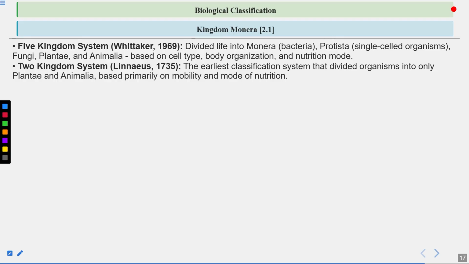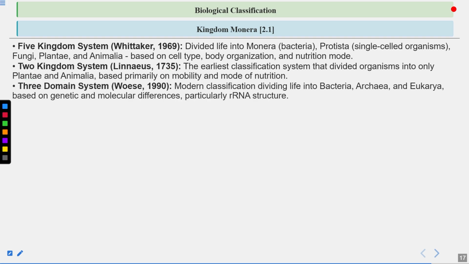Now we have also talked about the two kingdom system of classification given by Linnaeus in 1735. He divided the living organisms into two kingdoms, Plantae and Animalia, but there were a lot of limitations of the two kingdom classification. Then there was a three domain system given by Woese in 1990. What were the three domains? Bacteria, archaea, and eukarya.